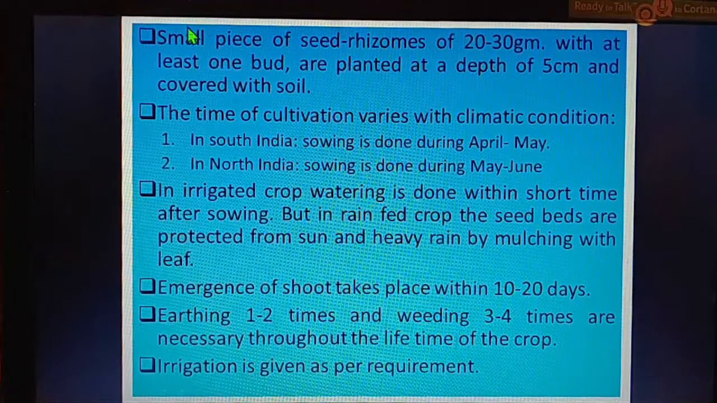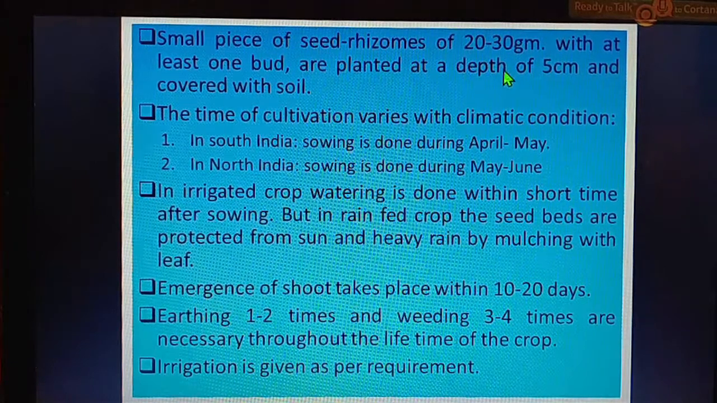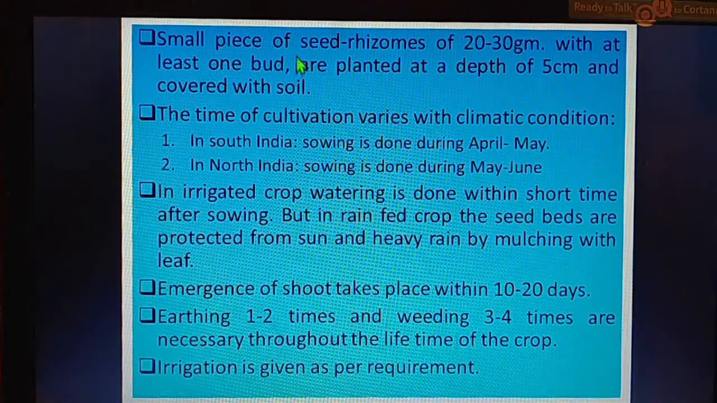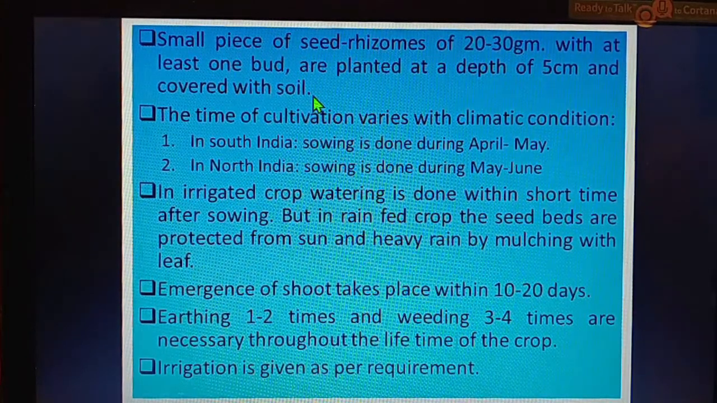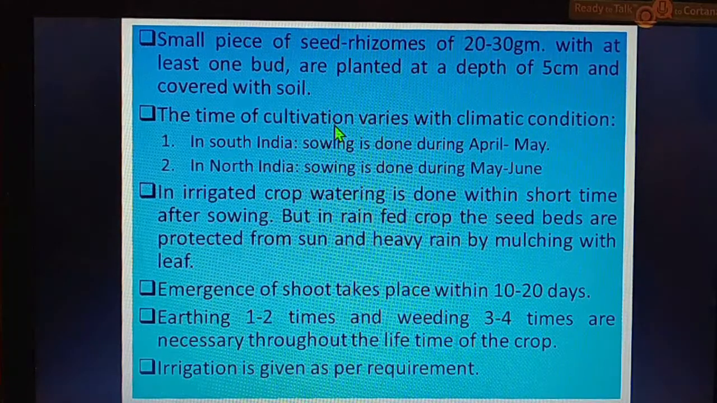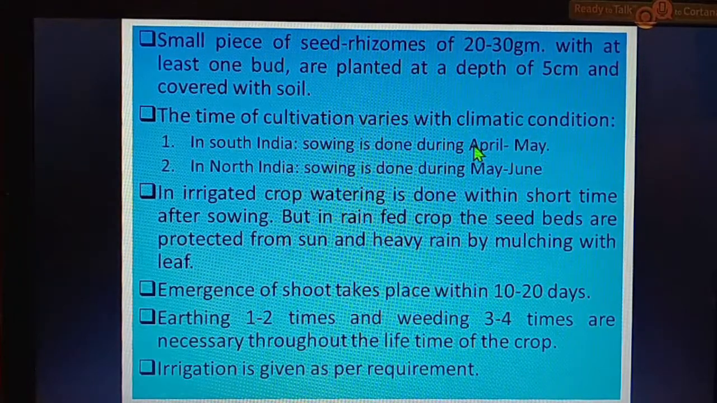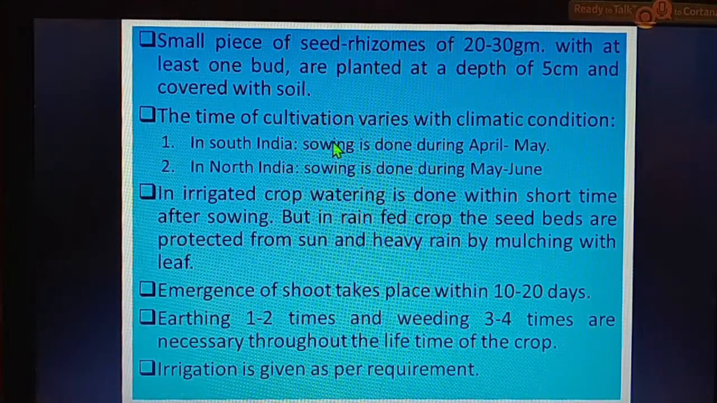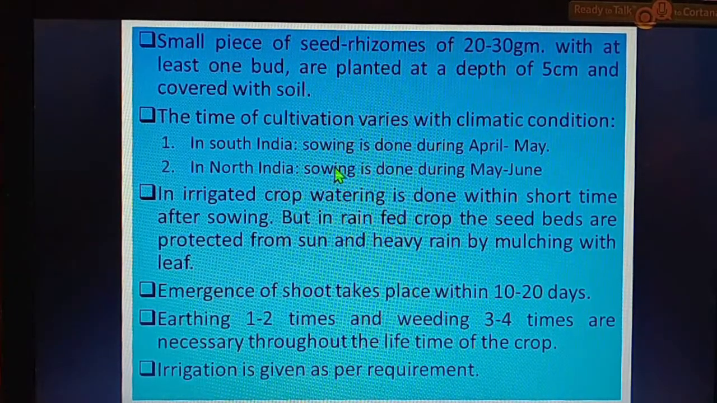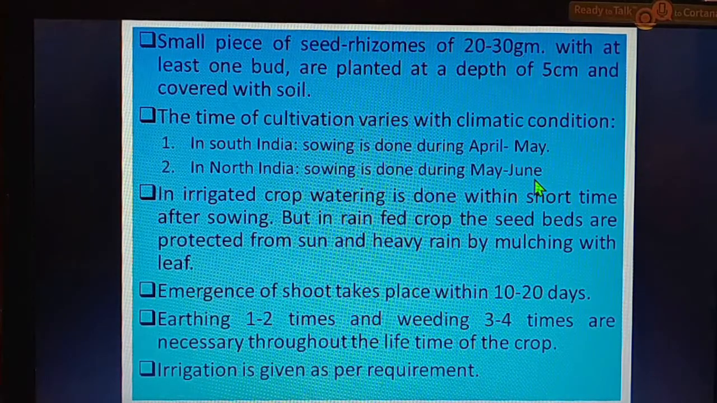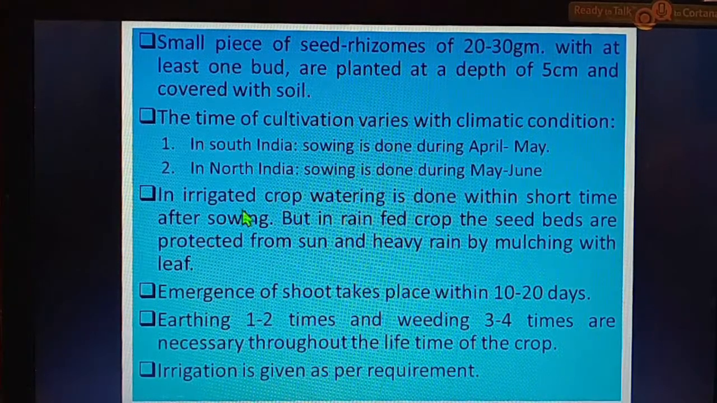Here the cultivation is done by taking a small piece of seed rhizome of about 20 to 30 gram with at least one bud, and these are planted at a depth of 5 centimeter and then covered with soil. The time of cultivation varies with climatic condition. For example, in South India, sowing is usually done in the month of April to May, whereas in North India sowing is usually done during May to June. And in irrigated crop, watering is done a short time after sowing.